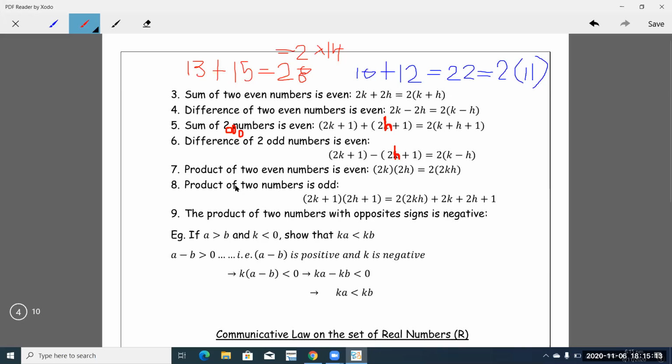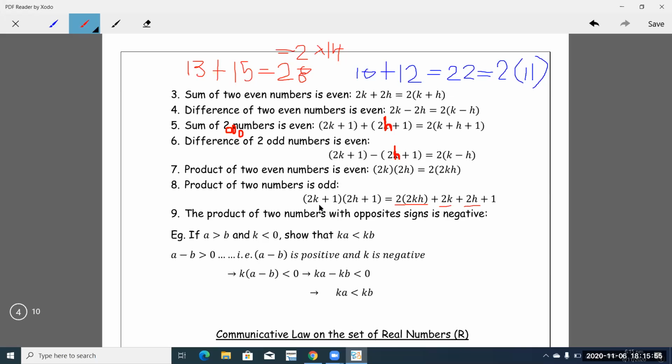Aha! Now here's one that is finally odd. The product of two odd numbers is odd. For example, 7 times 3, that's 21. So the product of two odd numbers is odd. So we have 2k plus 1 times 2h plus 1. That's 2 times 2kh plus 2k plus 2h plus 1. If we were to expand this out, this is what we would get. And so we can clearly see that this part is even. 2 times this is even. 2k is even. 2h is even. But then that plus 1 makes it odd. And so the product of two odd numbers is odd.